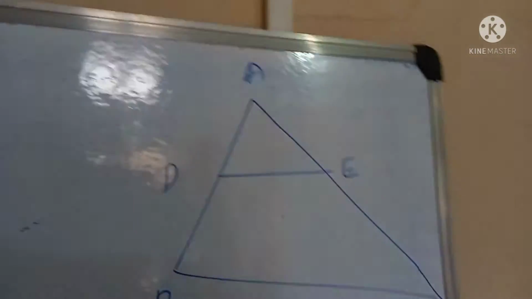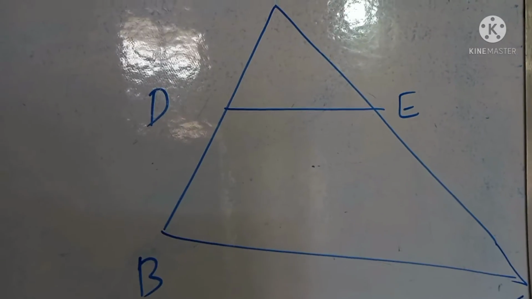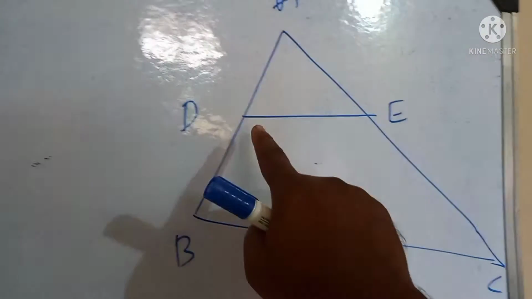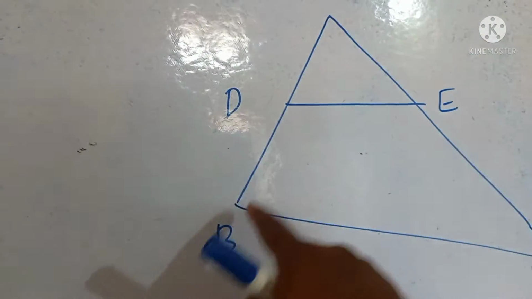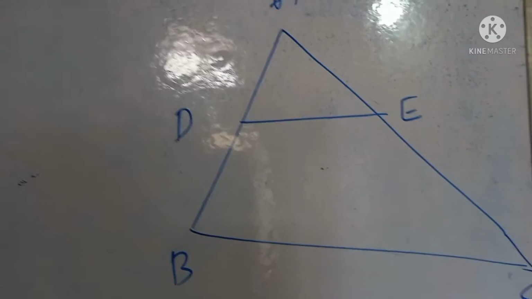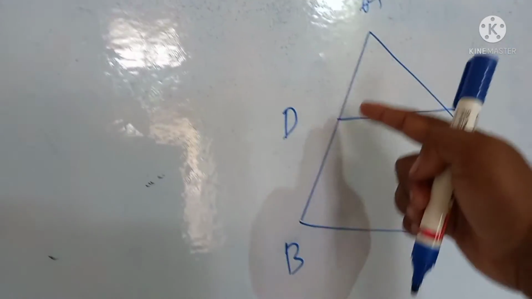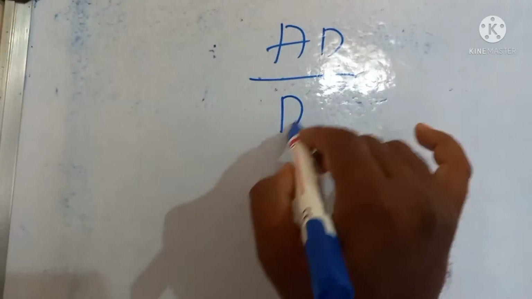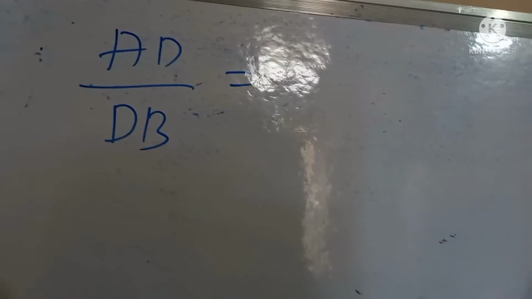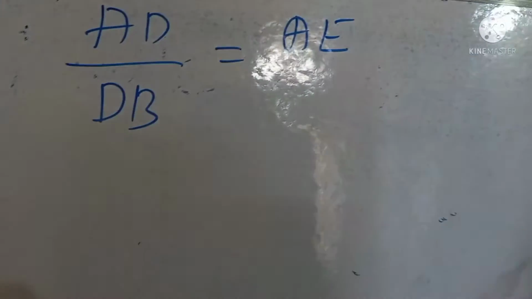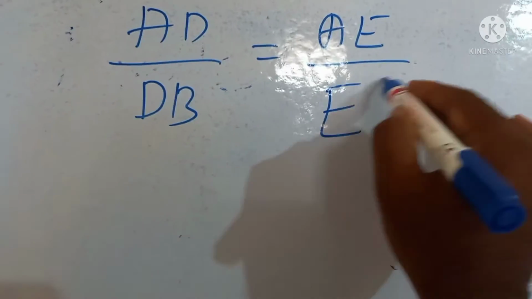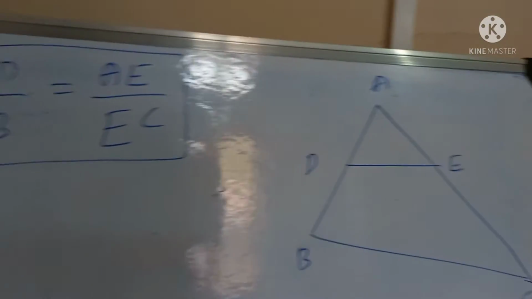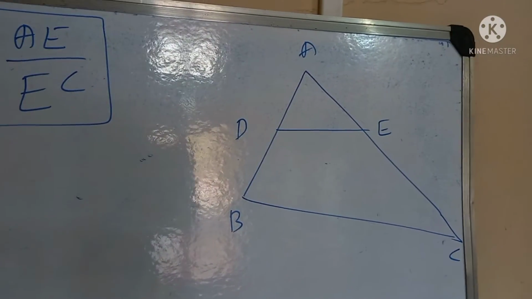Consider one triangle here. If a line DE is drawn parallel to the third side of a triangle, then these two points divide the remaining two sides in equal proportion, that is AD by DB equal to AE by AC. This is what we have to prove.